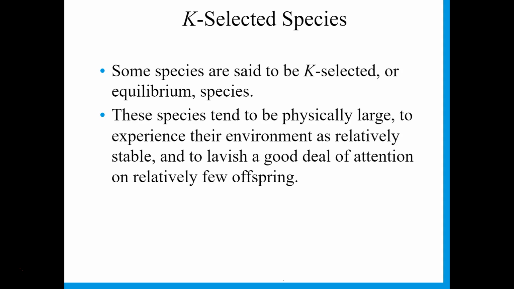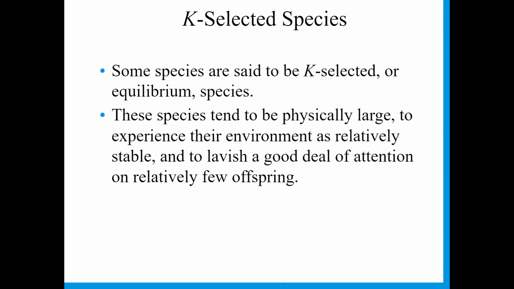So some species are K-selected, or equilibrium species. These are physically large. Their environments are relatively stable, and they lavish a lot of attention on few offspring. An example of this would be humans. We take care of our children for 9 months in the womb and then 18 to however long after they've been born. This would also be like elephants. Elephants have a huge gestational period, I think it's like 12 months, and then they care for their offspring for 10 or more years as they're growing up. These are K-selected species.